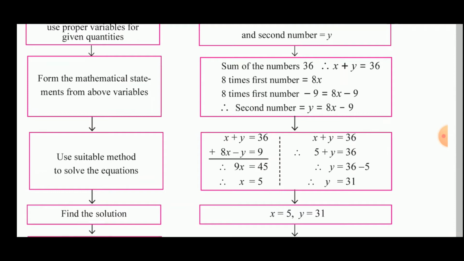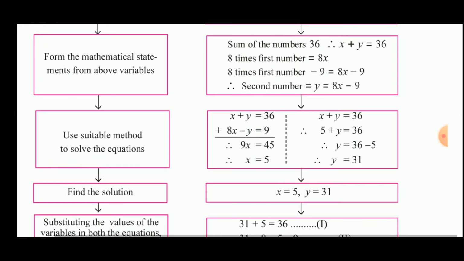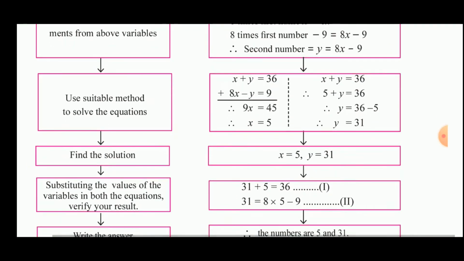Now we know the coefficient of y is the same with the opposite sign. So add the two equations. So x plus 8x is 9x, plus y minus y cancels. 36 plus 9 is 45. So x will be equal to 5. Substitute the value of x in the first equation. So 5 plus y is equal to 36. y will be equal to 36 minus 5. So y will be equal to 31.